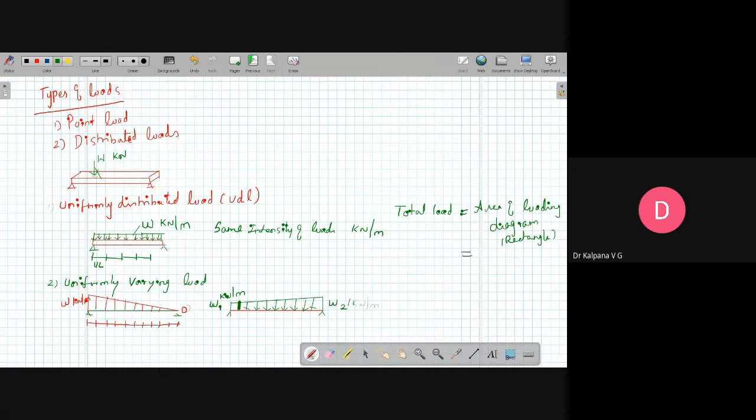The area of the rectangle: the intensity of loading is W kilonewton per meter and acts throughout the length of the beam. So I am denoting capital L as the span of the beam. Hence, what I can write is W kilonewton into L, which is the total load. So for the area of the loading diagram, since it is a rectangle, the height of the rectangle is W, whereas the length of the rectangle is L. So the total load is W into L kilonewton. So kilonewton per meter into L meters, the meter will get cancelled. So the total load is WL.